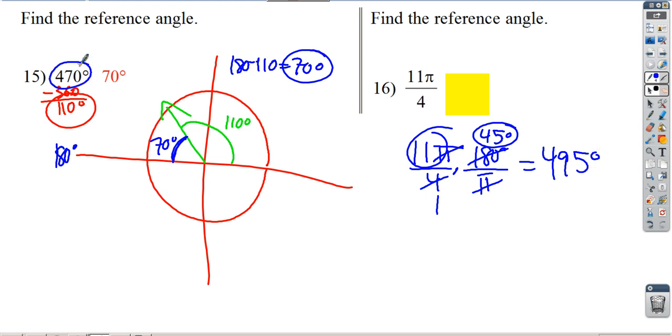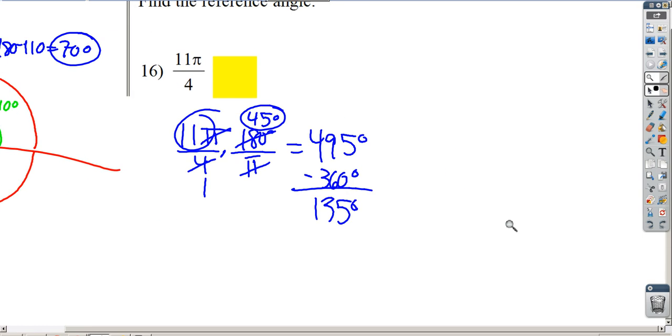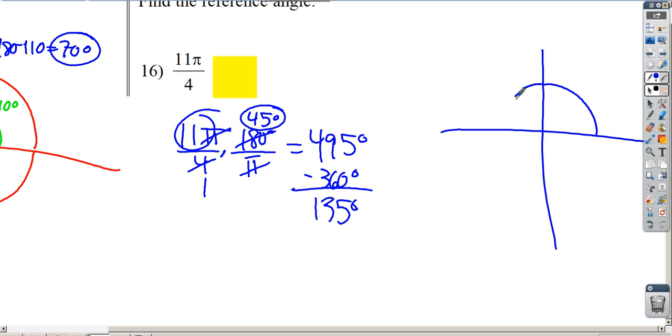We don't want to have that extra distance, so let's subtract out that extra rotation we did, and we'll get 135 degrees. So now that's going to put us in the second quadrant. Here's 90. 135 is a little bit more than that. Okay, and the question is, what is the distance to get us from 135 down to the 180? And that's 180 minus 135, which is 45 degrees.